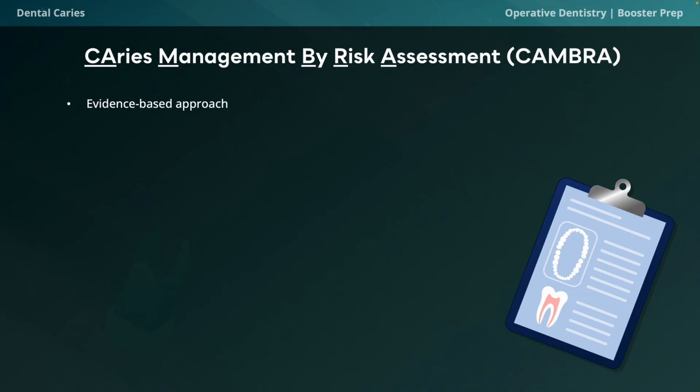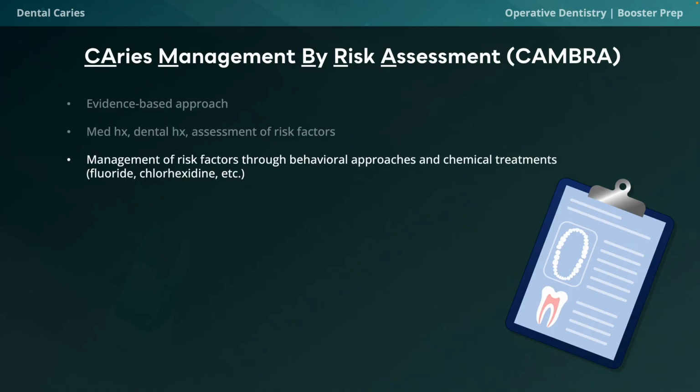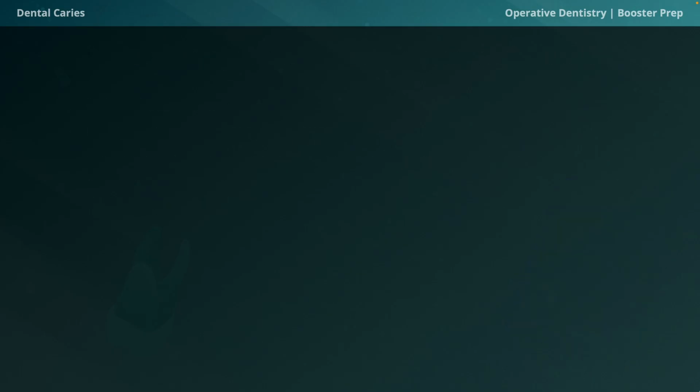Unlike traditional methods that focus solely on treating decay once it's present, CAMBRA emphasizes the identification of risk factors, such as a patient's medical and dental history, along with other risk factors. Behavioral approaches are then used, as well as chemical treatments like fluoride and chlorhexidine, to address the risk factors. This dual assessment helps us determine whether a patient's oral environment is more likely to favor demineralization or remineralization, as we discussed earlier. The ultimate goal of CAMBRA, guys, is to prevent caries from starting, rather than dealing with it once it's been established. Now, you may be wondering, what risk factors are considered in CAMBRA?